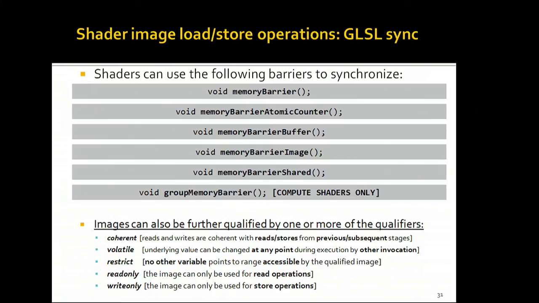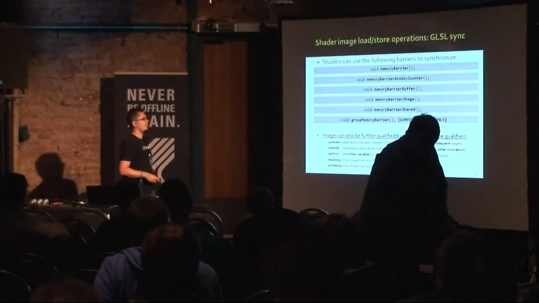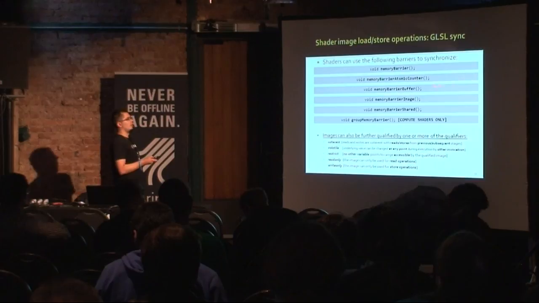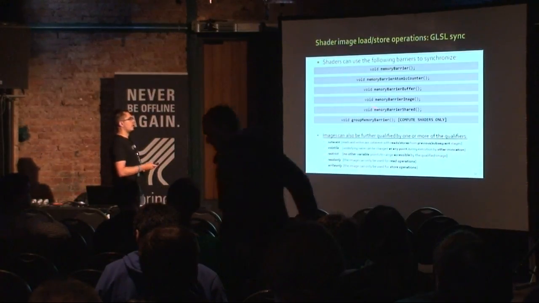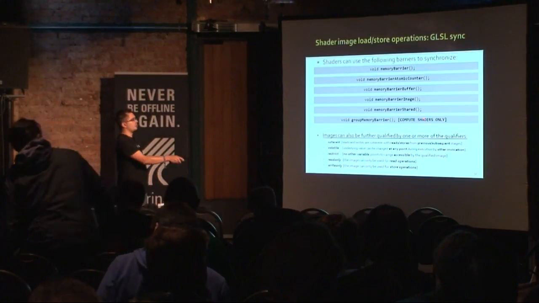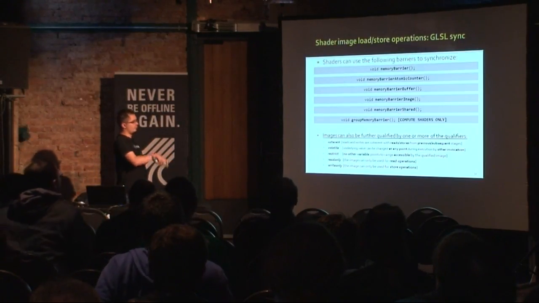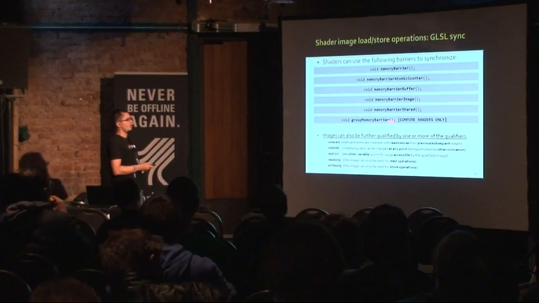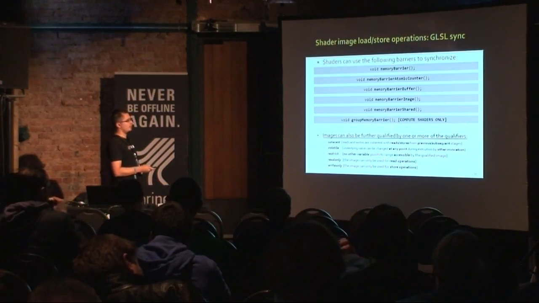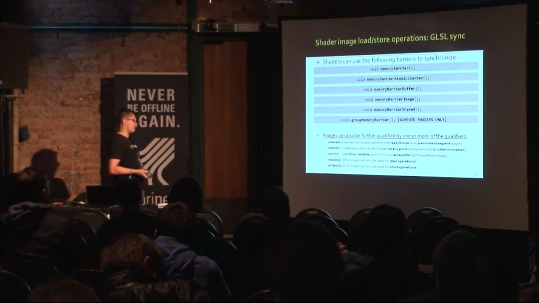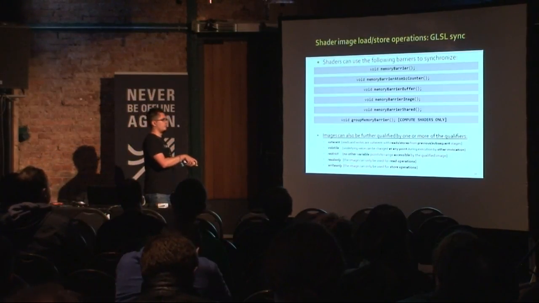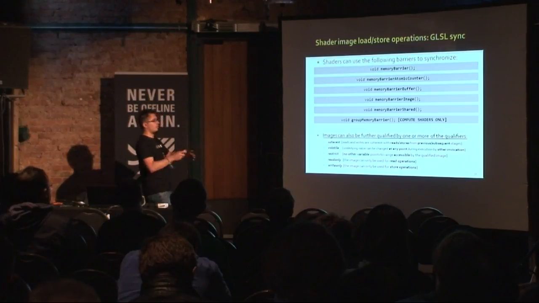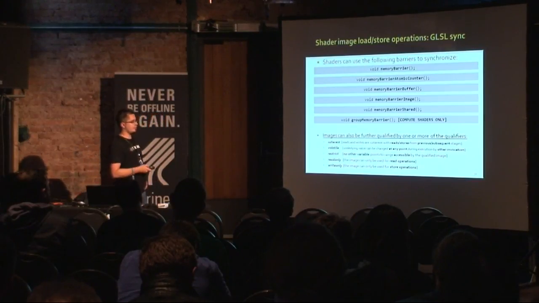Then you have memoryBarrierAtomicCounter, which flushes all the atomic counters, makes sure that the caches are refreshed. memoryBarrierBuffer, which flushes your buffer variables, and memoryBarrierImage for images. And then you also have memoryBarrierShared, which flushes your shared variables. Something that is only available in compute shaders is groupMemoryBarrier. This synchronizes your variables that are shared between workgroup instances.